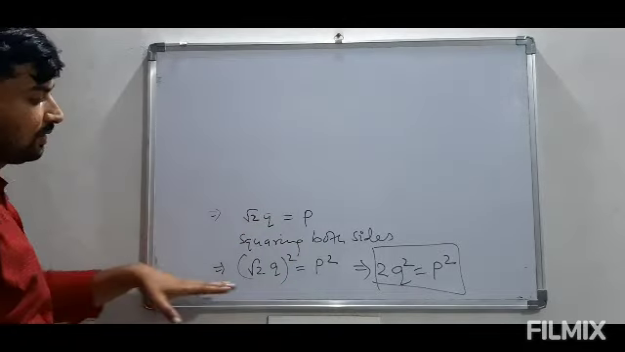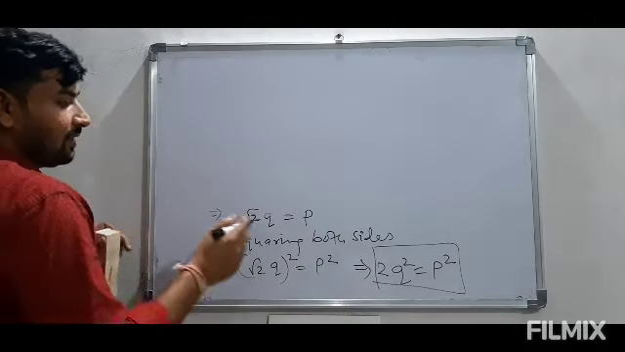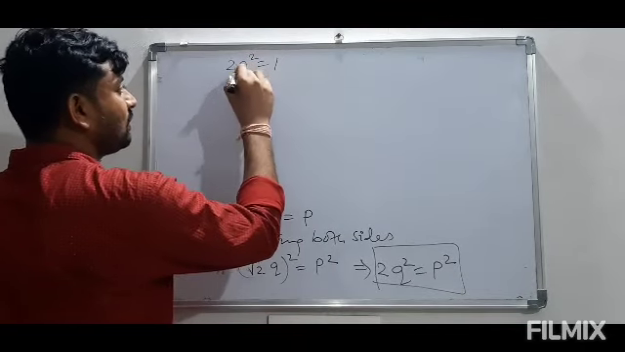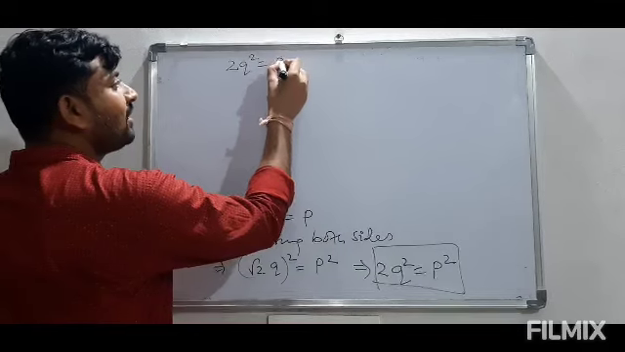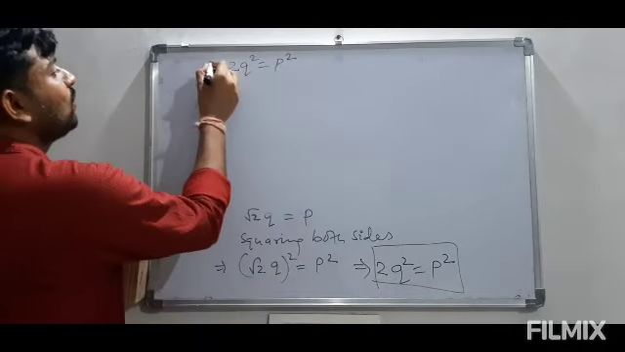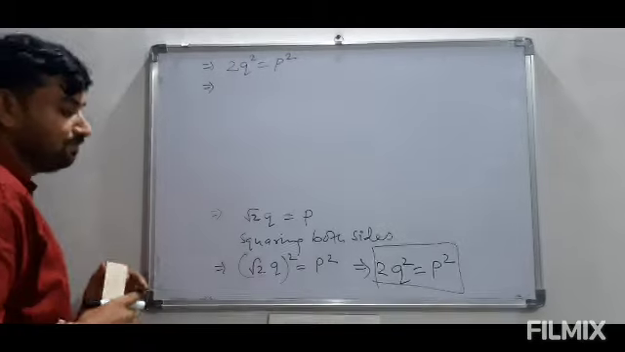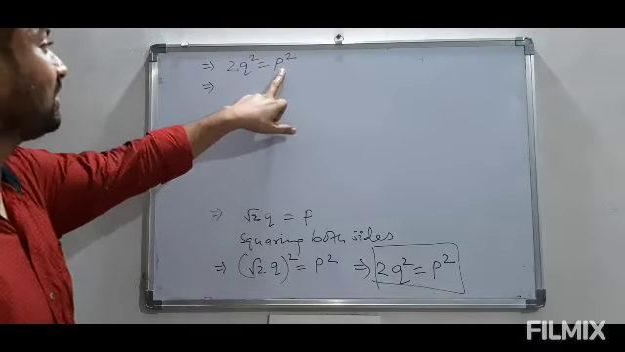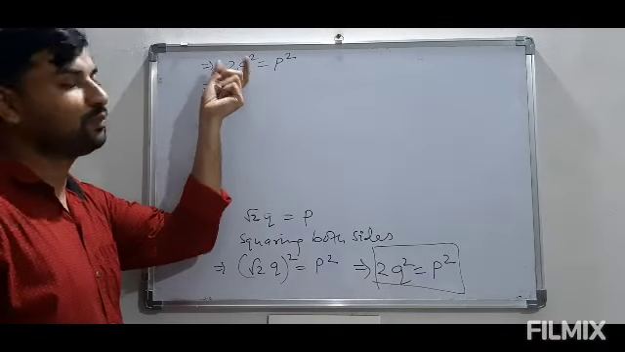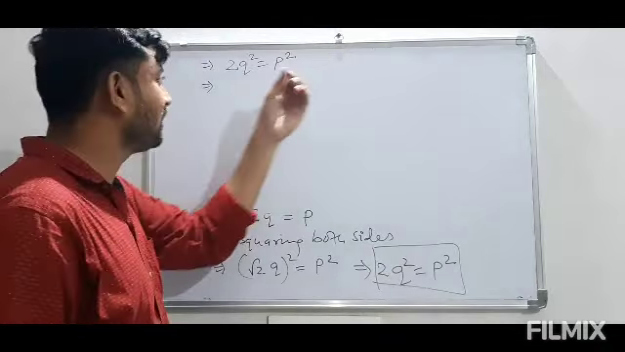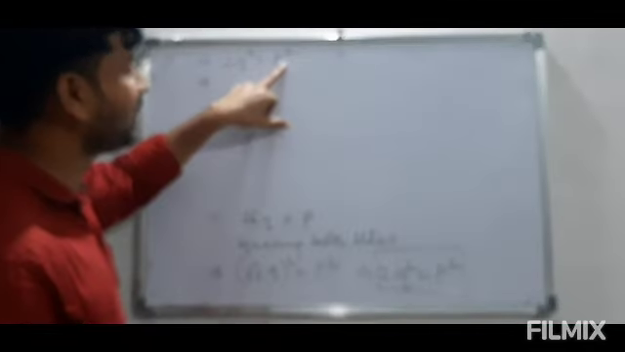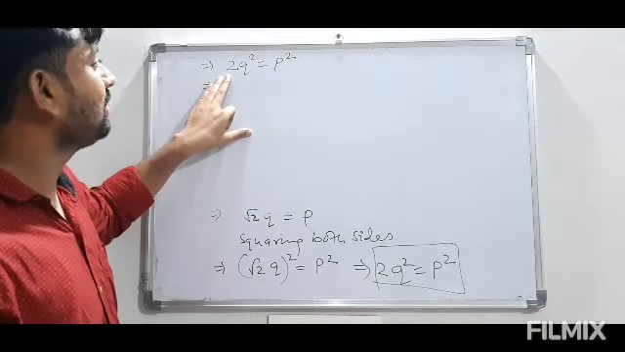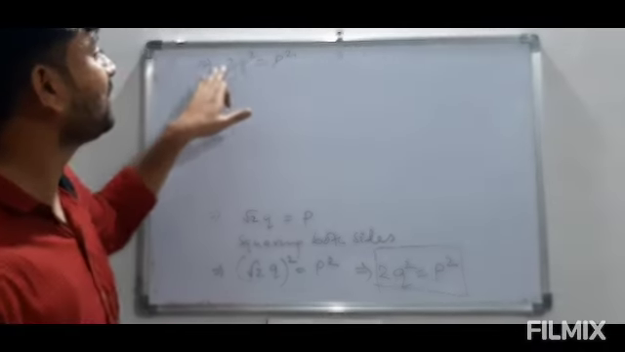Now we will be using this result. So I am writing here root 2q whole square is 2q square is equal to p square. Now look at this result. This p square, as we said, p is some co-prime integer, is coming out to be twice of some square of some other number. It means p square is having a factor of 2. What does it mean? P square is having a factor of 2.